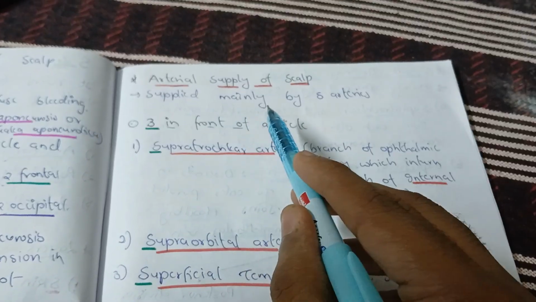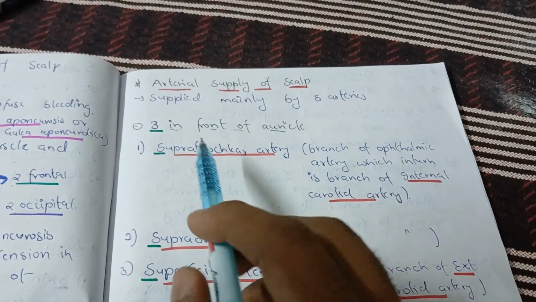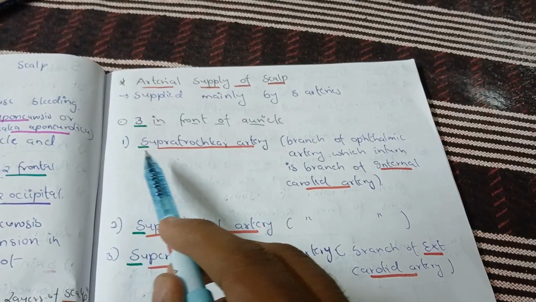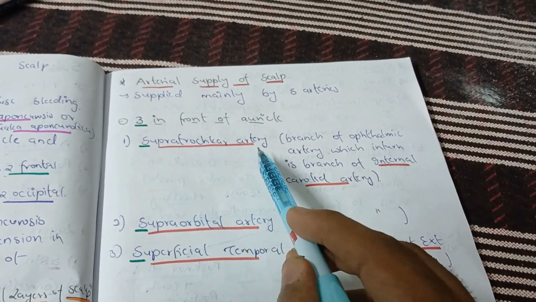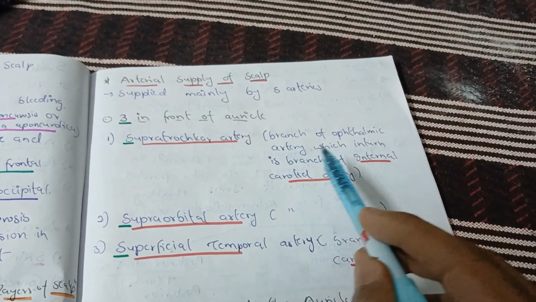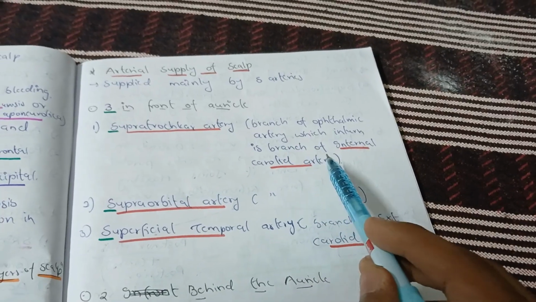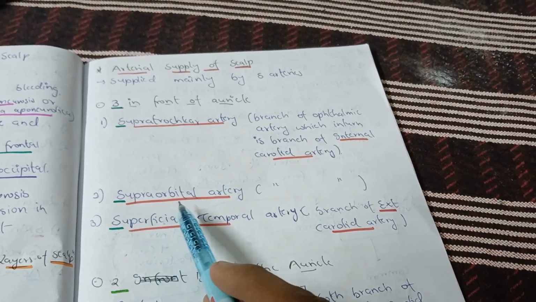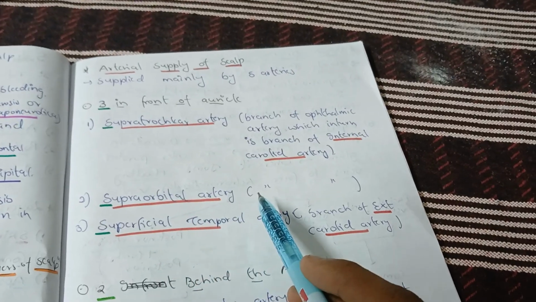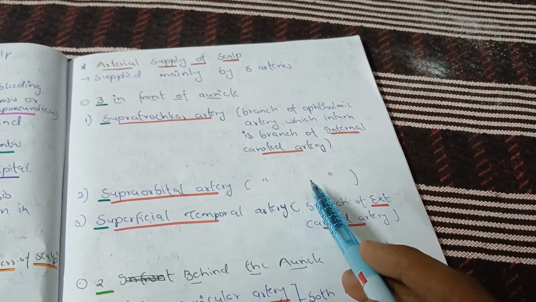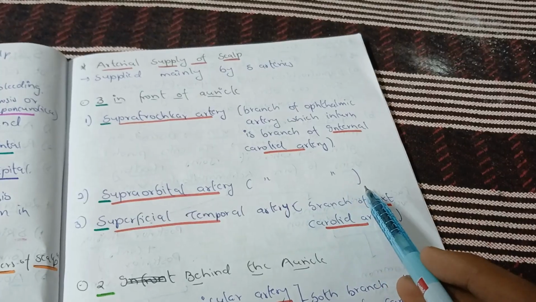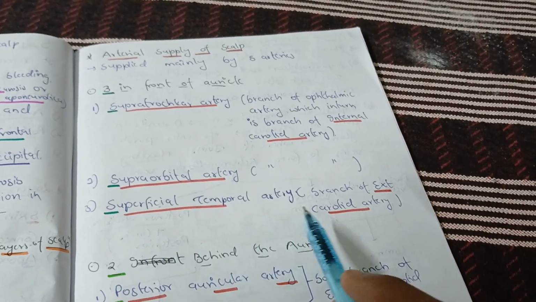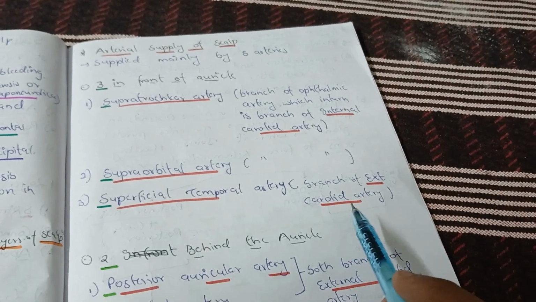Scalp is mainly supplied by 5 arteries. 3 of them enter in the front of the auricle. Those 3 are: number 1, supratrochlear artery, which is a branch of the ophthalmic artery, which in turn is a branch of the internal carotid artery. The second one is supraorbital artery, which is also a branch of the ophthalmic artery, which in turn is a branch of the internal carotid artery. The third one is superficial temporal artery, which is a branch of the external carotid artery.